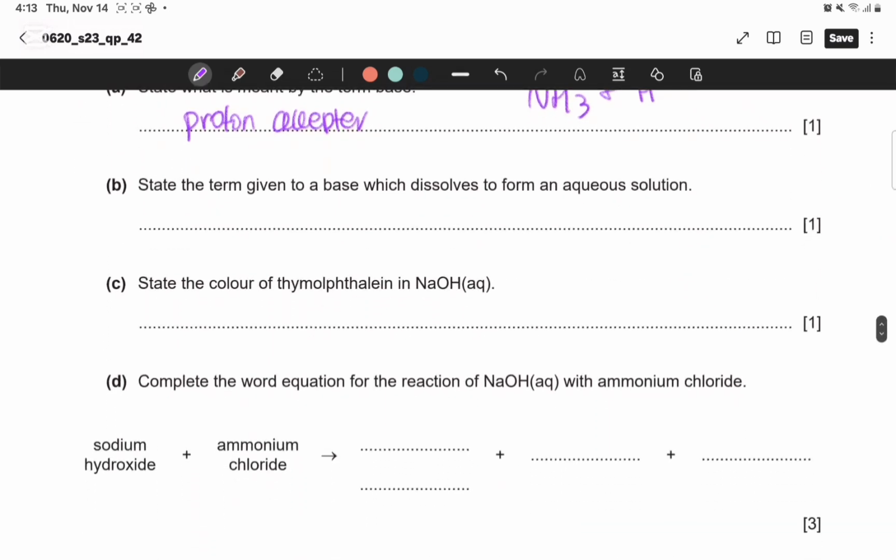Okay, state the term given to a base which dissolves to form an aqueous solution. You have to memorize this, okay?